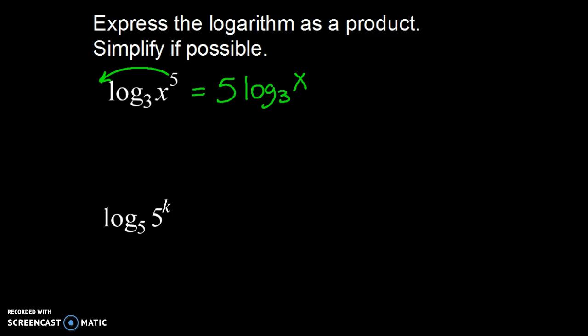Down here, again, we have a power on our argument, so that power can come right out front. So this is going to be k times log base 5 of 5. Well, log base 5 of 5, remember, is asking 5 raised to what power gives us 5? Well, 5 to the first gives us 5, so this just simplifies to k.